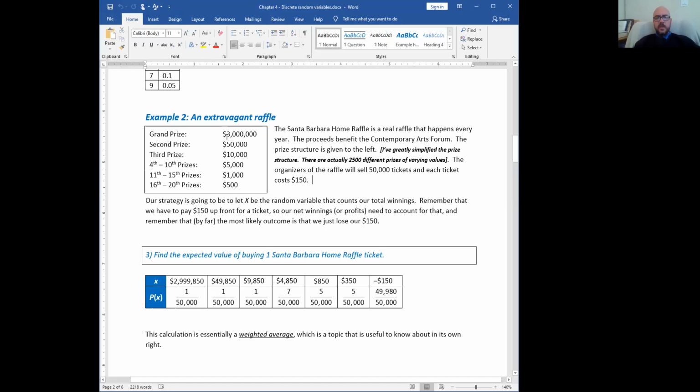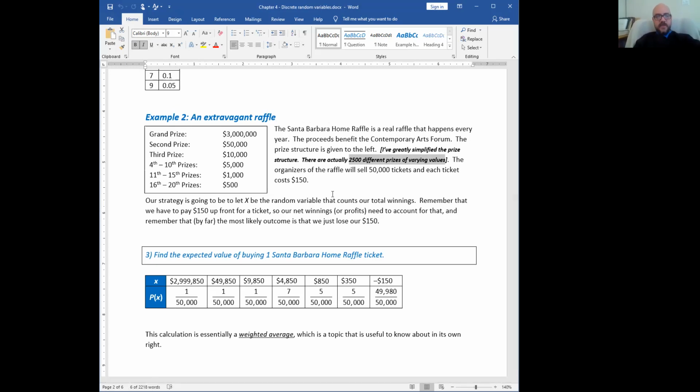This, by the way, is a wildly simplified prize structure. The actual drawing has 2,500 different prizes, at least it did in 2018, all the way down to like $50 gift cards, which I don't know if I'd want. I would almost rather just lose than get a $50 gift card if my raffle ticket cost $150. But anyway, let's calculate the average outcome here.